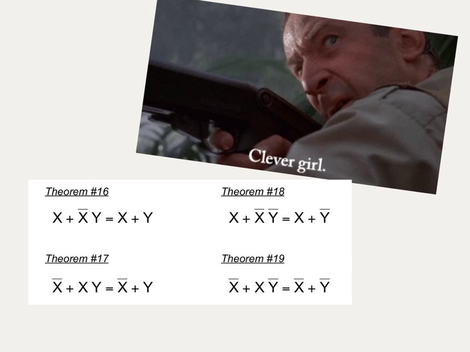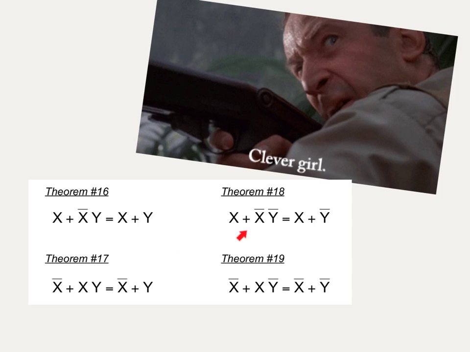And here they are. What you're mostly looking for with the consensus theorem is some variable and its inverse, in either order, along with something else. So, for example, here I've got x and its inverse with a y. Here I've got x and its inverse with a y naught, x naught and its inverse with a y, x naught and its inverse with a y naught. So that's the form you're looking for: something ordered with its inverse and another variable.